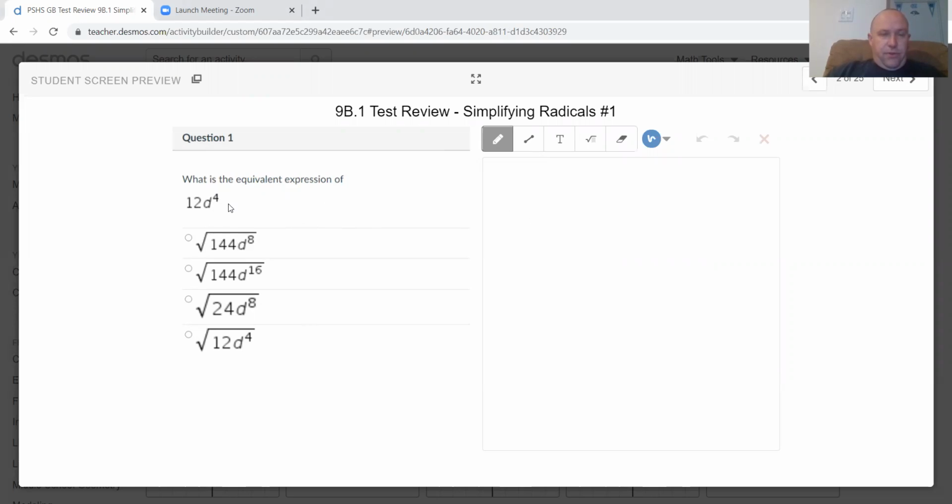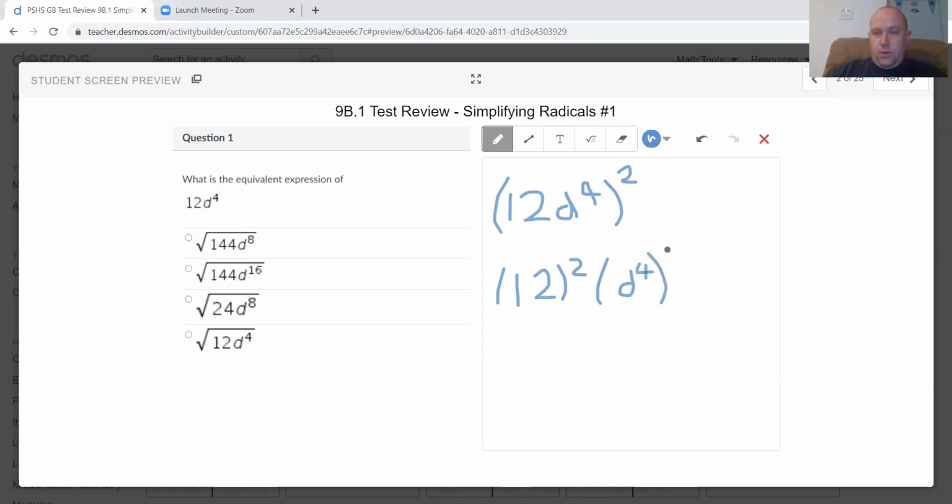So basically, this is the reverse question. They've told us the answer, and we're trying to figure out what the question is. So when that happens, what we really need to do is square this term here. This is why this links in with the last unit so nicely. This is your power to a power rule. So you just square each term. So you do 12 squared, and you do d to the power of 4 squared.